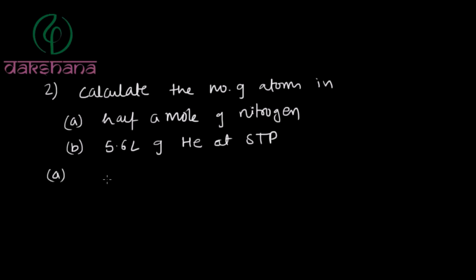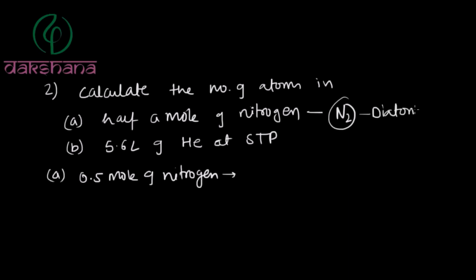It's saying 0.5 moles of nitrogen. So in 0.5 moles of nitrogen, nitrogen exists as diatomic N2, right? The most stable form of nitrogen is diatomic. So in 0.5 moles of nitrogen, I will have 0.5 into 6.022 into 10 to the power 23 molecules of nitrogen.